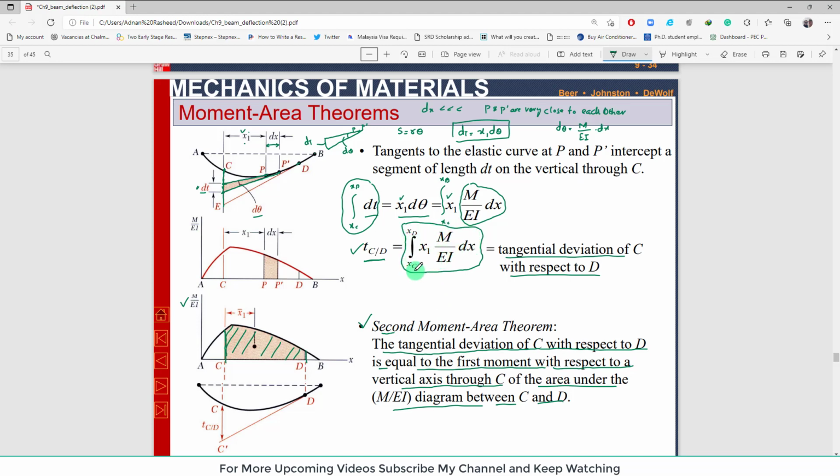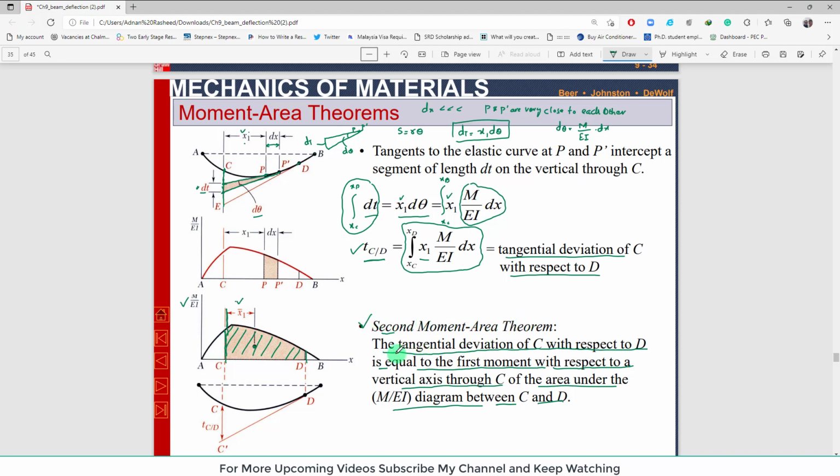M over EI into dx is the first moment of area, and x1 is with respect to a vertical axis through C. This is the vertical axis, and this is x1's distance, which is the horizontal distance from this vertical line, the distance of the centroid of this area with respect to this vertical axis. That is why it is known as the second moment area theorem.